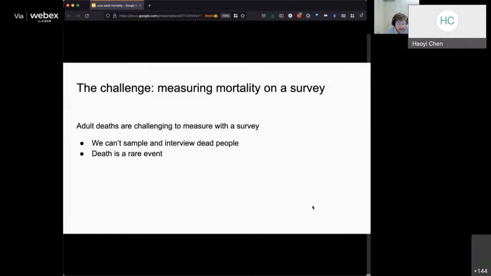The second challenge is that even in places where mortality is pretty high, adult deaths are still pretty rare events, statistically speaking, which means that a lot of approaches that come to mind are going to require very big sample sizes to produce precise estimates.